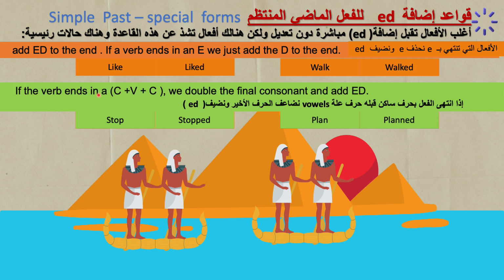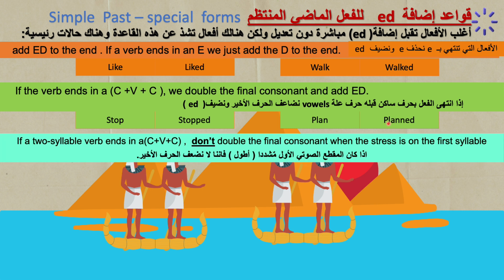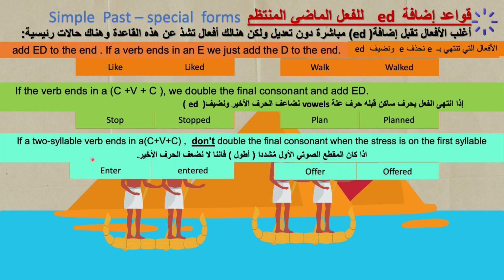If the verb ends as CVC, consonant, vowel, consonant, we double the final consonant. Stopped. Consonant, vowel, consonant, we double the final consonant. Stopped. Plan, planned. If 2 syllables verbs in the CVC, do not double the final consonant. Enter, 2 syllables, so we do not double the final consonant.